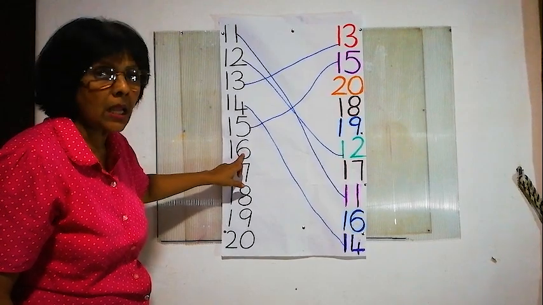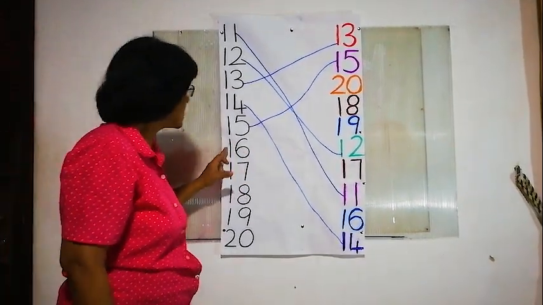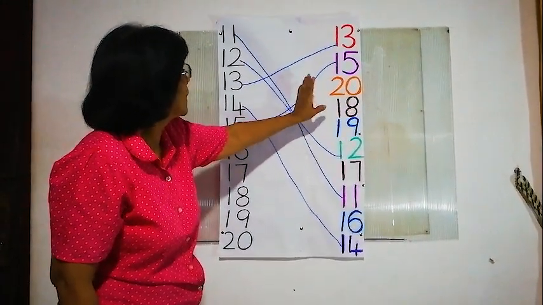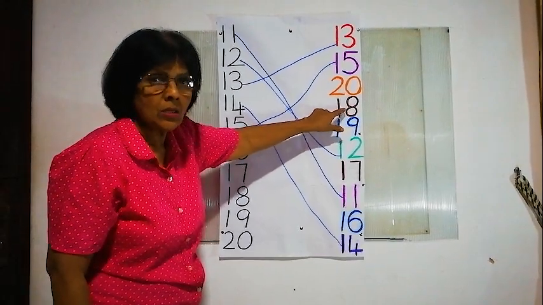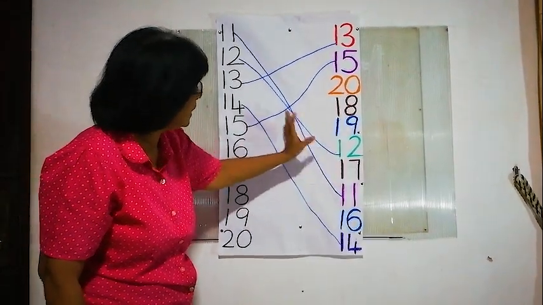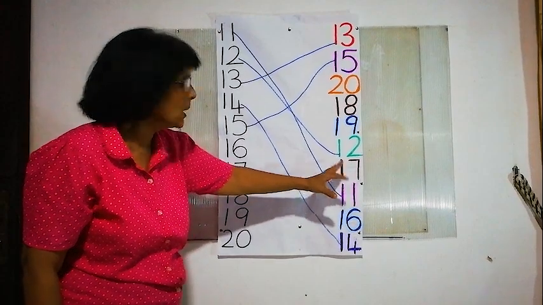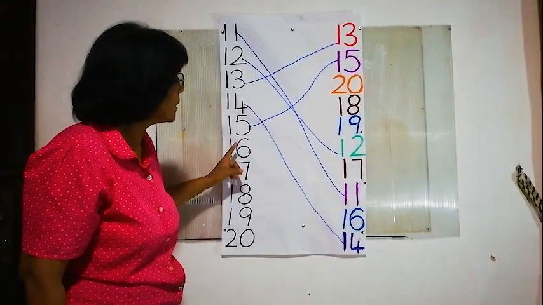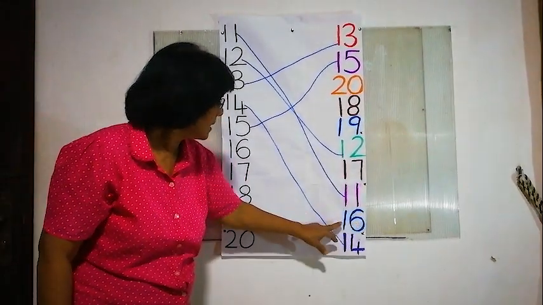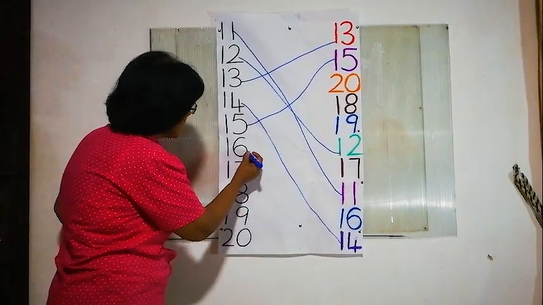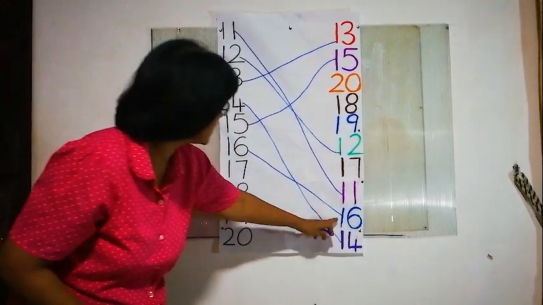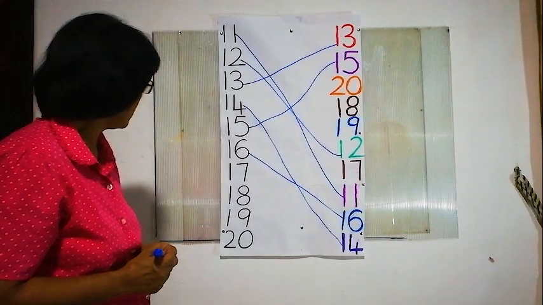1, 6. 16. We'll see where 16 is. 2, 0, 20. That's not correct. 1, 8, 18. That is not 16. 1, 9, 19. That also is not 16. Then 12 finished. 1, 7, 17. No, we are searching 16. Then 11 finished. Here 1 and 6, 16. Matching finished. 16 and 16. Okay, that's all.